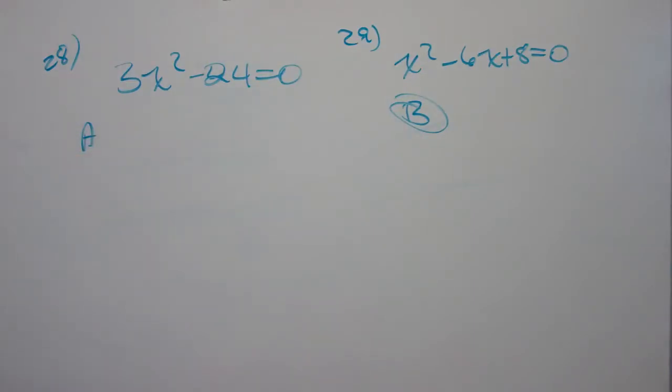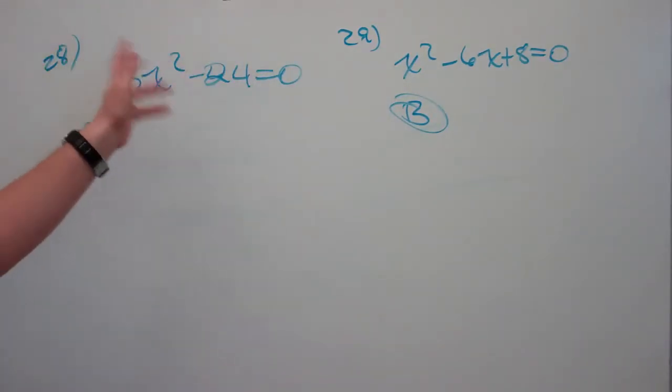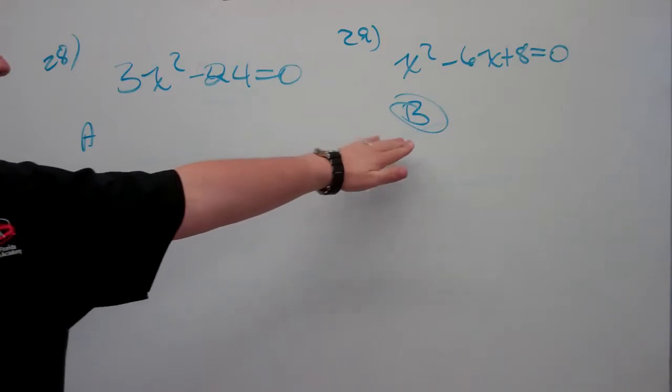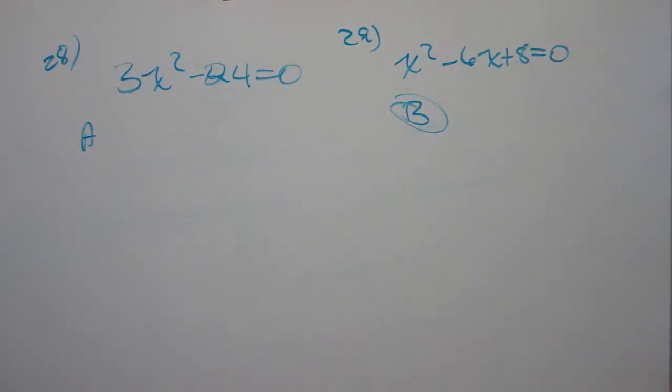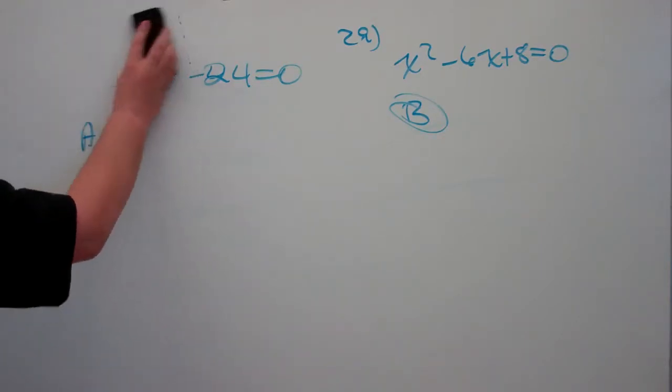Alright, I would use square roots on this one again because you just add the 24, divide by 3, take the square root, and this one's easily factored, so I would just factor that one. Alright, let's go to 30.